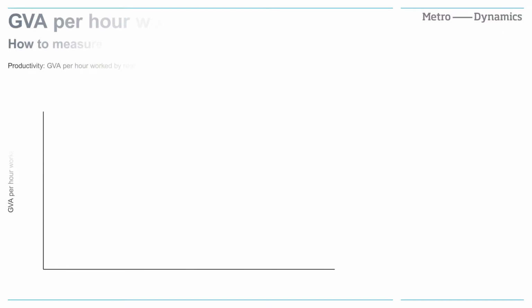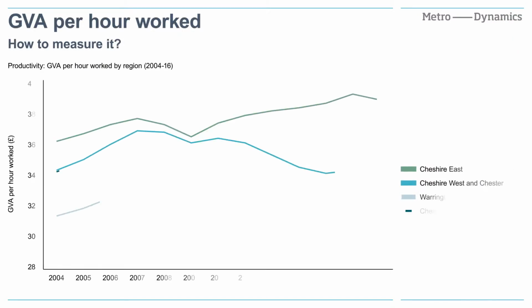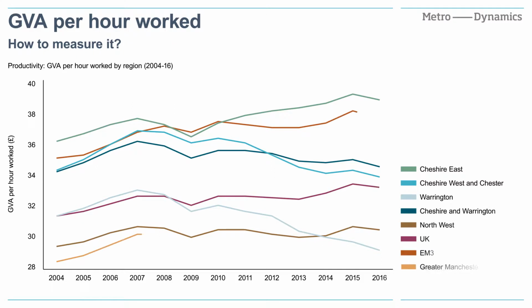Having pulled all this together, we can then present how GVA per hour worked has changed over time. This is an example showing a comparison both within an area and against other areas. Because the local authorities which constitute the Cheshire and Warrington LEP, Cheshire East, Cheshire West and Chester and Warrington are all NUTS 3 regions, we are able to give the breakdown at this level. But note, this will not always be possible.